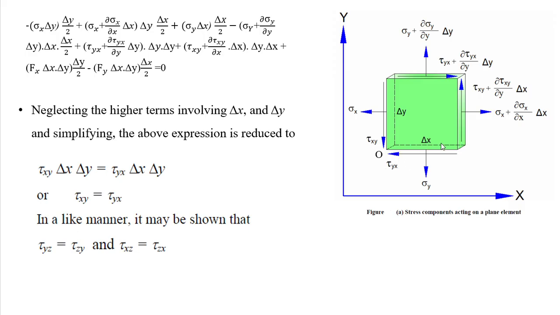Similarly, for the shear stress components, tau yx will increase. You can see the increase of the stress here, and similarly tau xy will increase to tau xy plus dou tau xy by dou x. Here dou x will be there, not dou y. We have to make a correction here. Dou x is there actually.